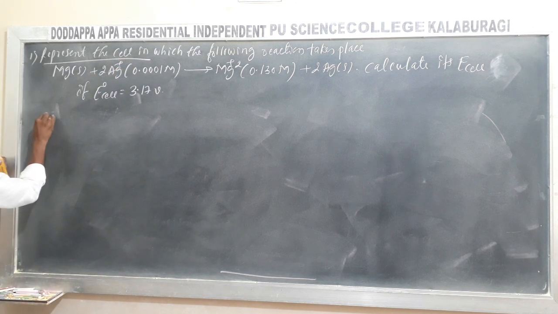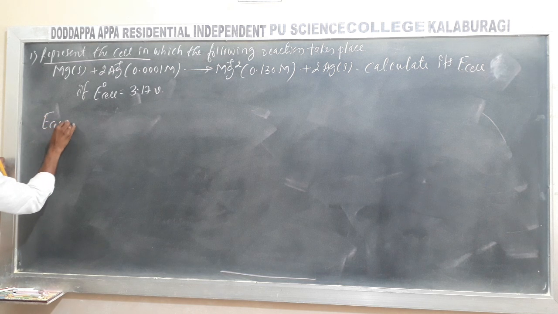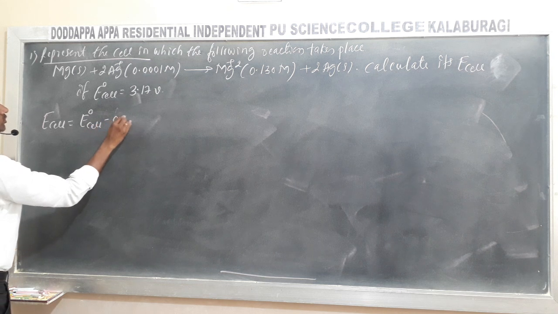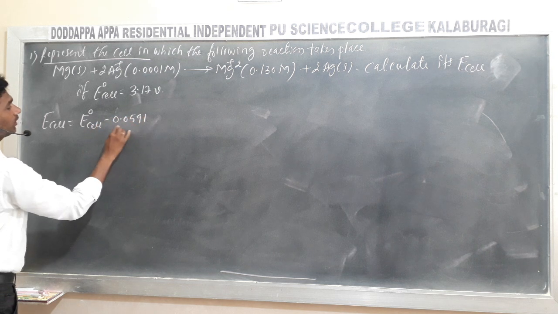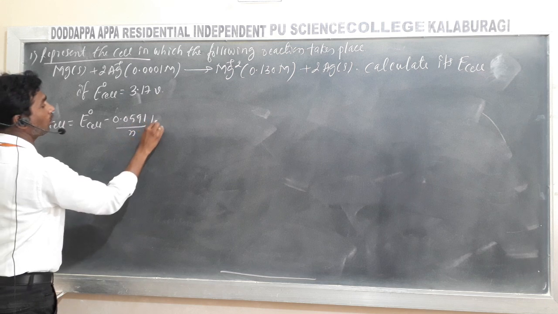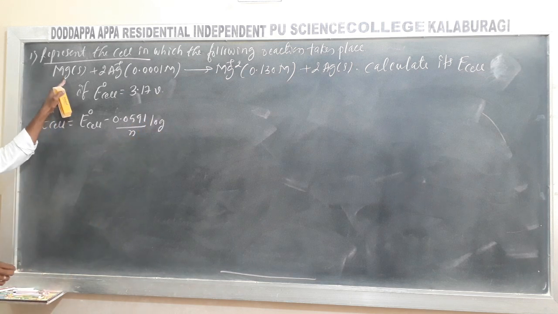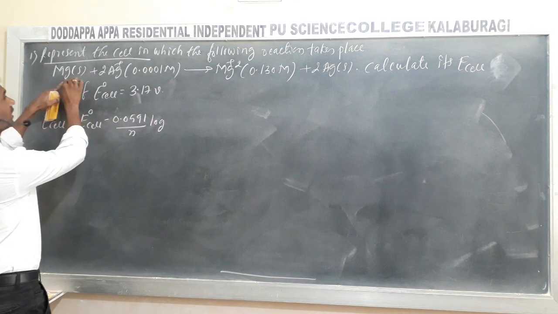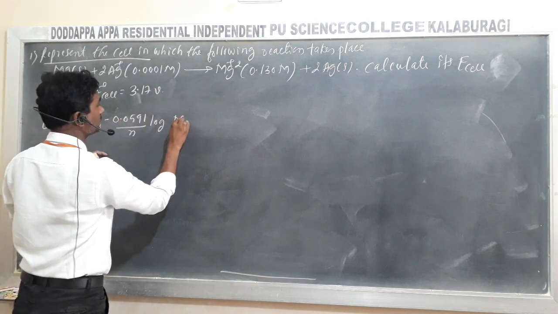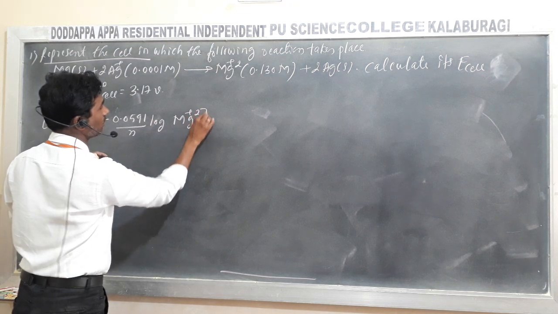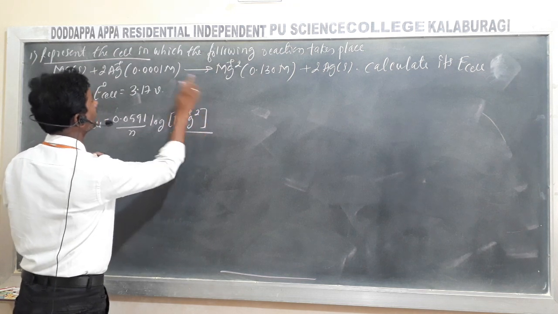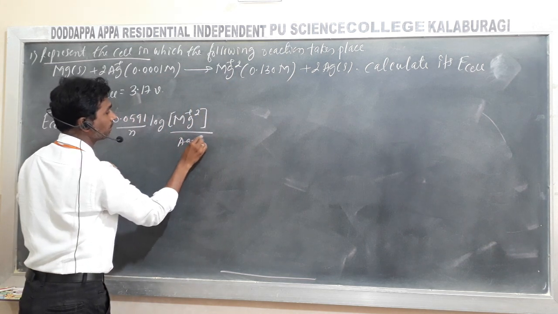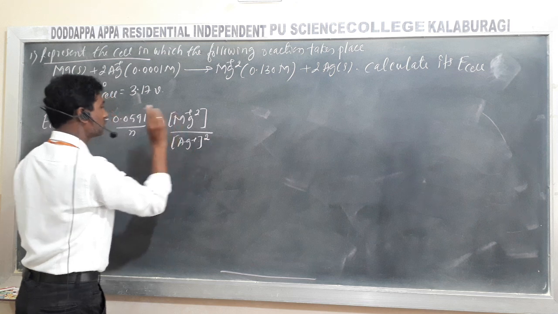What is the expression? E of cell is equal to E naught of cell minus 0.0591 divided by n log of oxidation half cell divided by reduction half cell. The oxidation half cell is Mg plus 2. What is the reduction half cell? Ag plus 2 Ag. Now I can write this is Ag plus, and this is squared.